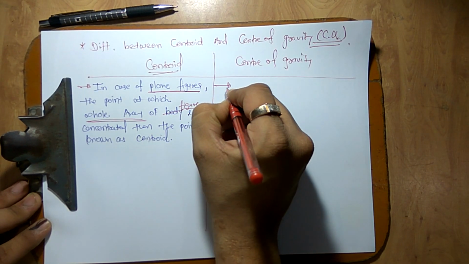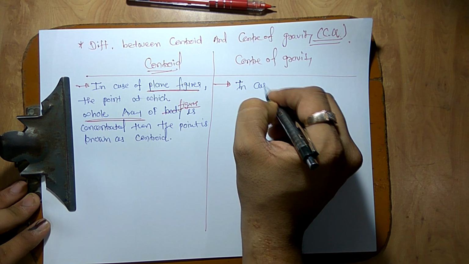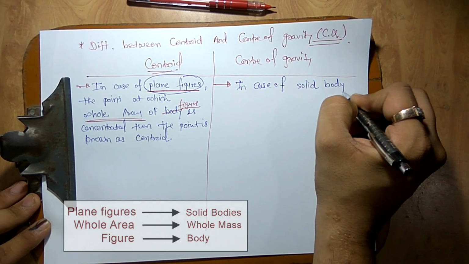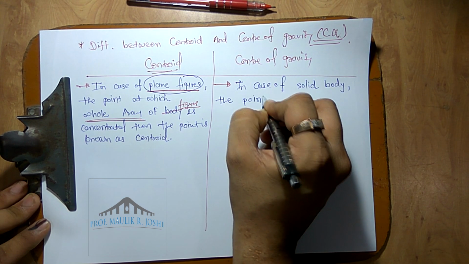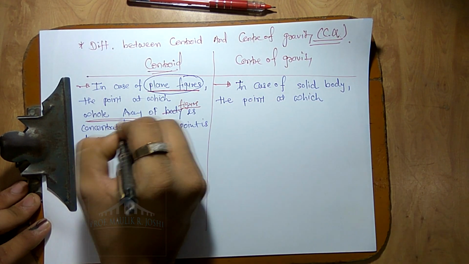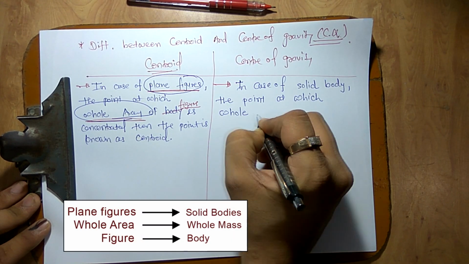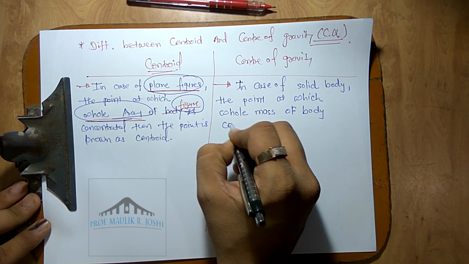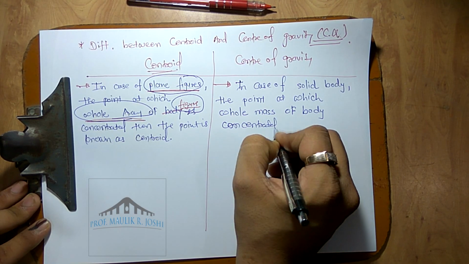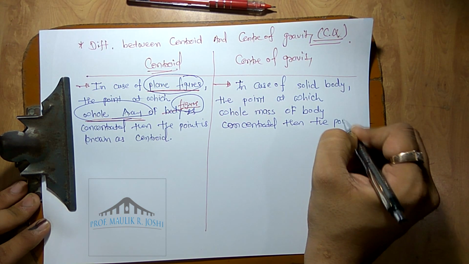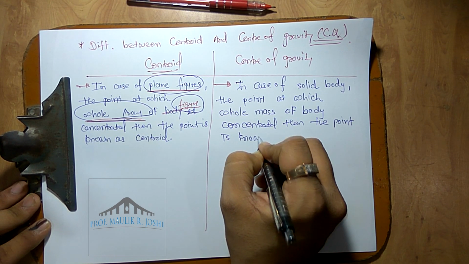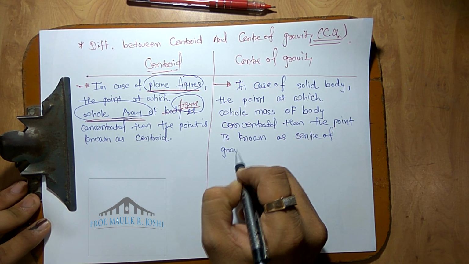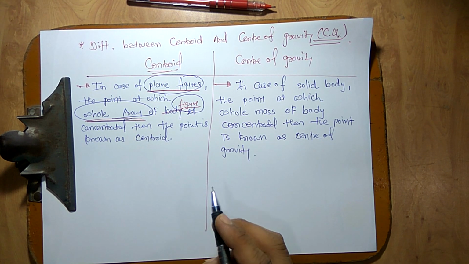Okay, now in case of center of gravity, what will we write? In place of plane figure we write solid body, the point at which we will not write whole area but we write whole mass of the body is concentrated, then the point is known as center of gravity.